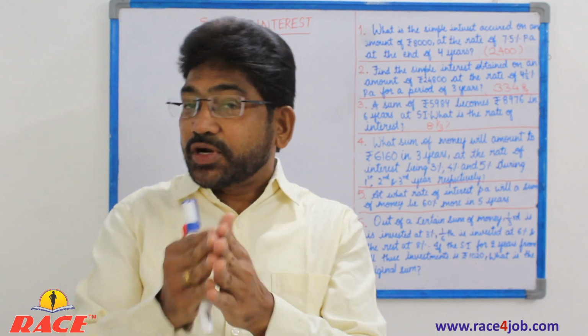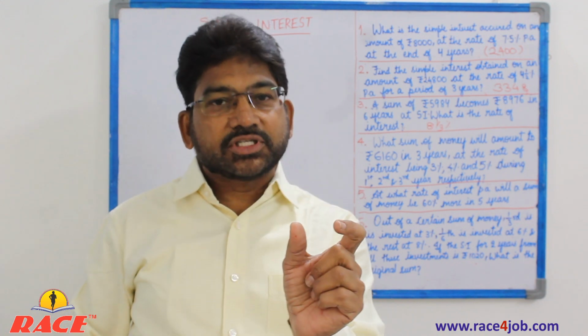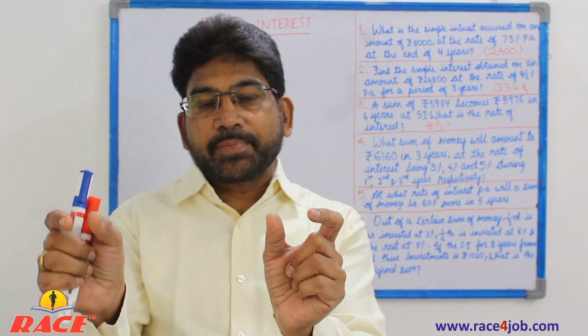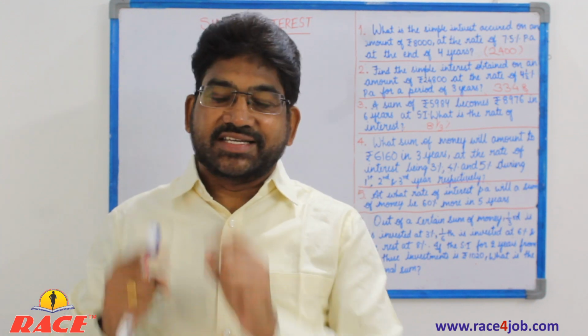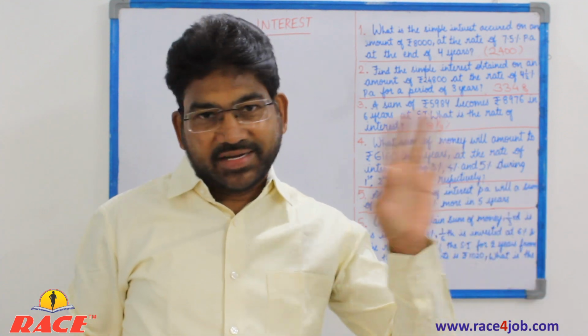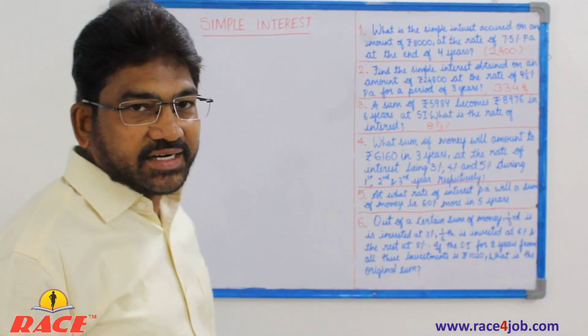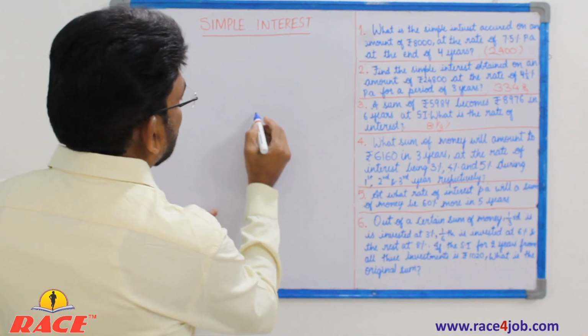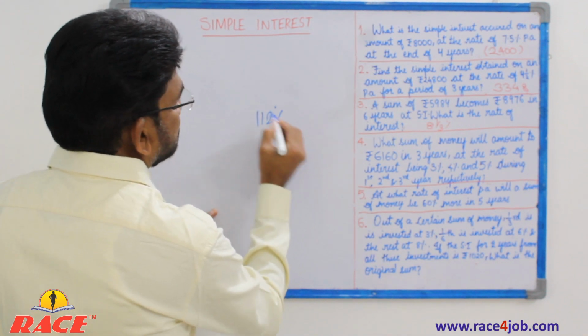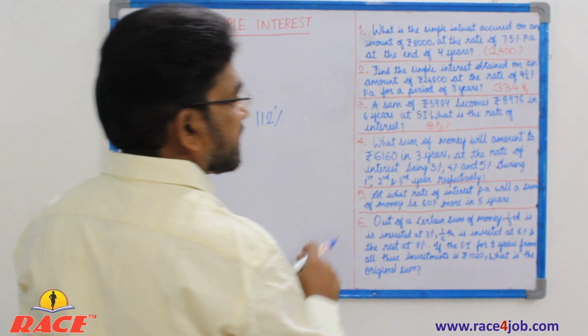So for 3 years, what is the total rate of interest? 3% plus 4% plus 5%. It is 12%. So 12% is the interest. Principal is anyway 100%. 12% is interest. So what is the amount? 112%. So amount is 112%. Here that's what he has given.